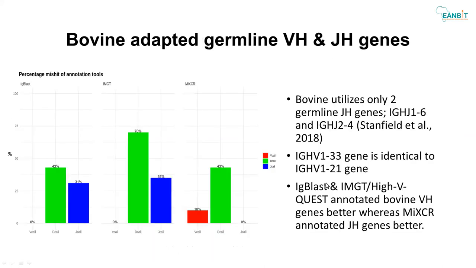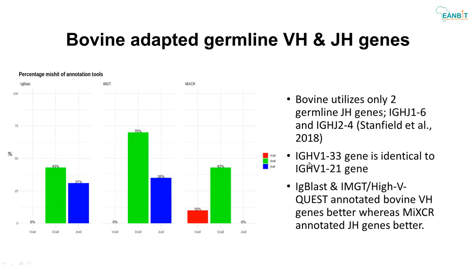So moving forward, we tried to see if we can adjust our germline to be bovine adapted. Because bovine utilizes only two germline J genes, J16 and J24, we maintained these in our input. Also, because V133 and V121 are identical, even at the nucleotide level, and we could see in the heat map that they are misidentified, we maintained only one gene in our analysis.